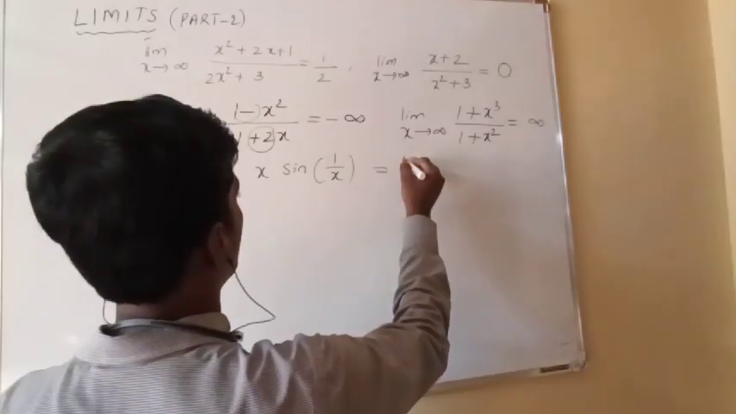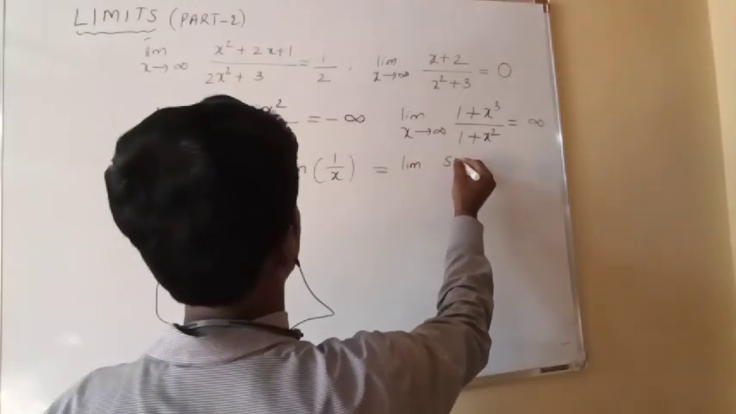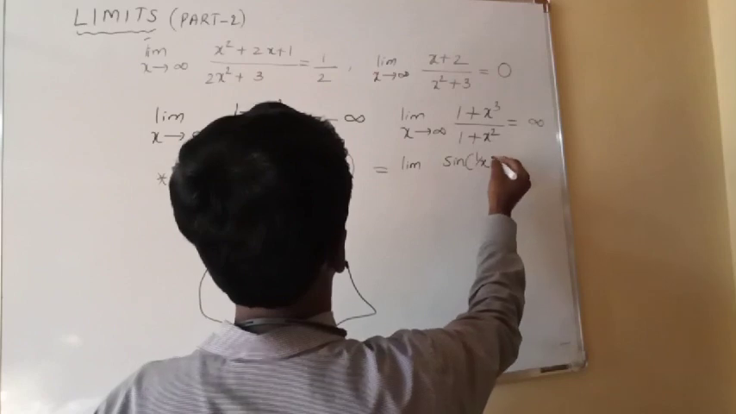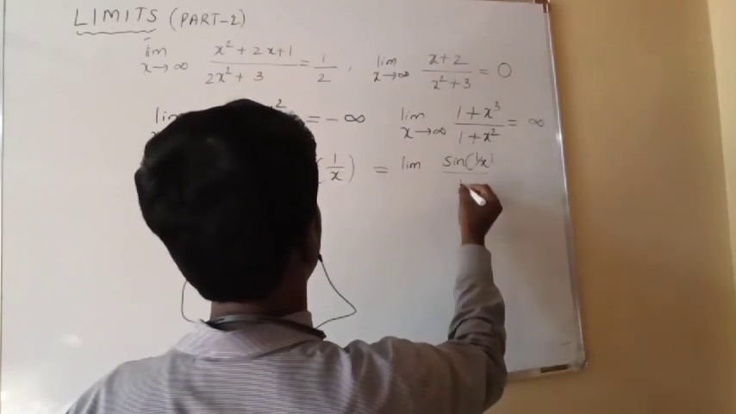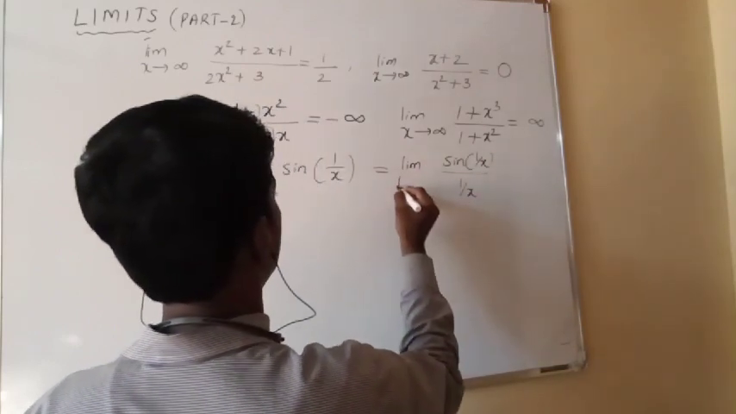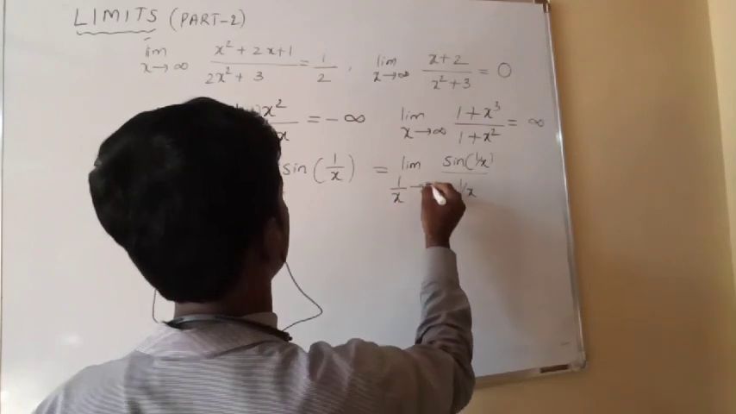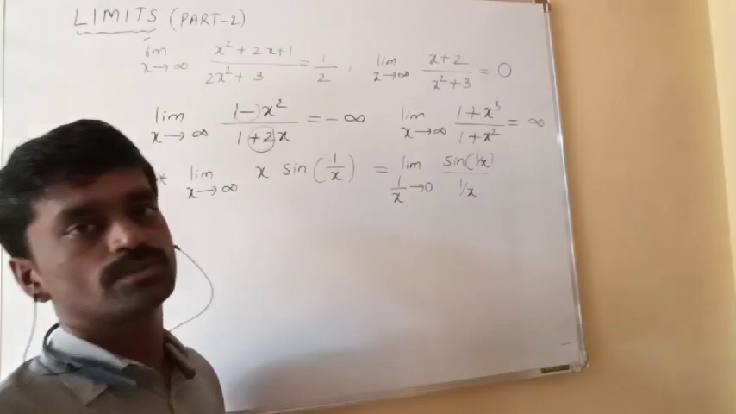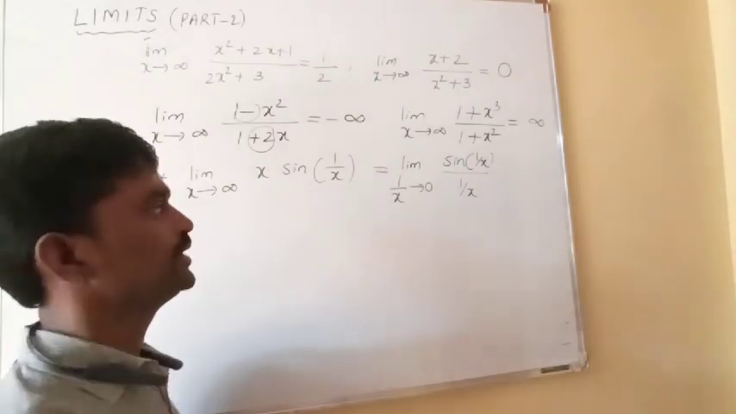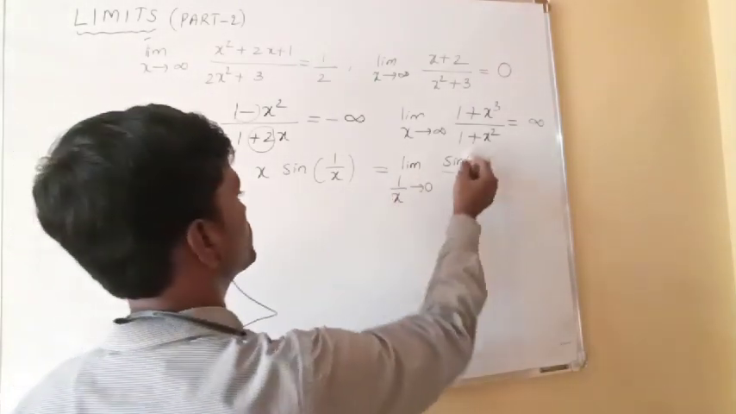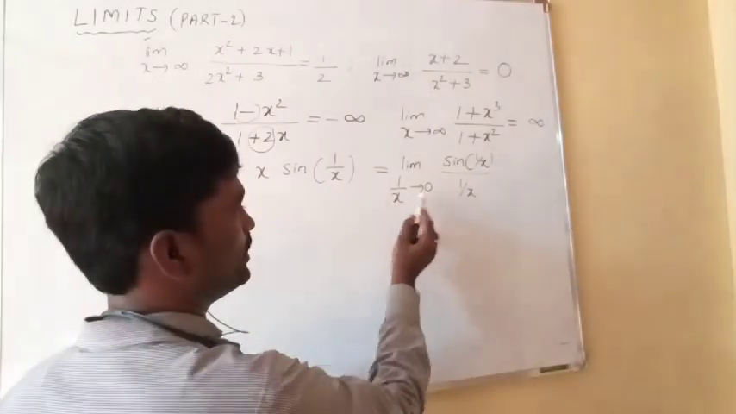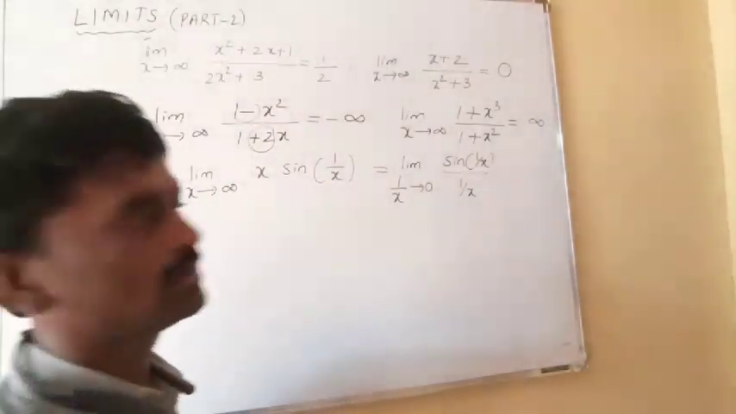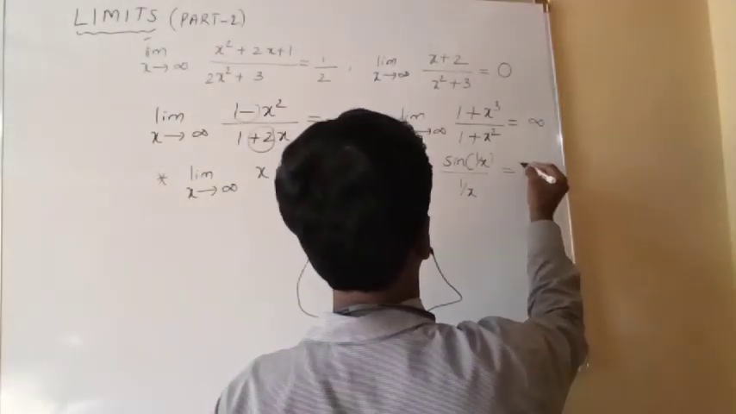So I am going to write it like this: limit of sine of 1 by x, into x, I am writing divided by 1 by x. When x value tends to infinity, 1 by x is tending to 0. So now we can use limit theta tends to 0, sine theta by theta is 1. Instead of theta, what do you have? 1 by x. But theta is tending to 0. So thus the answer is 1.